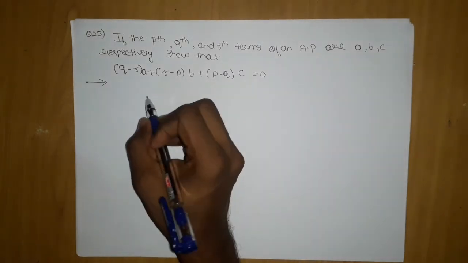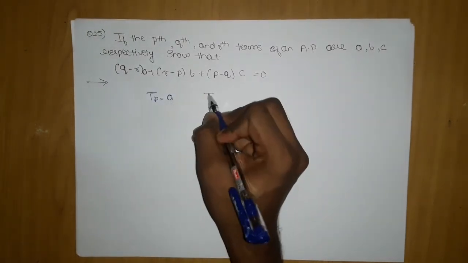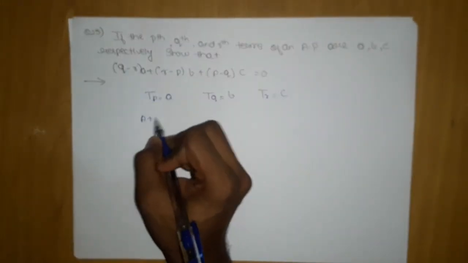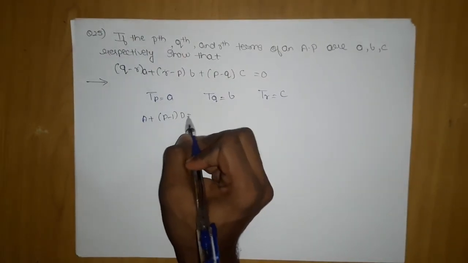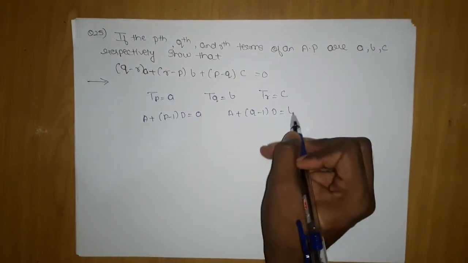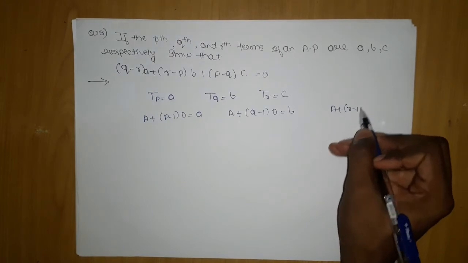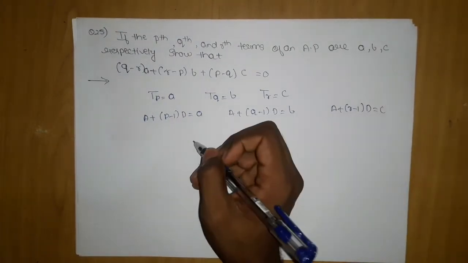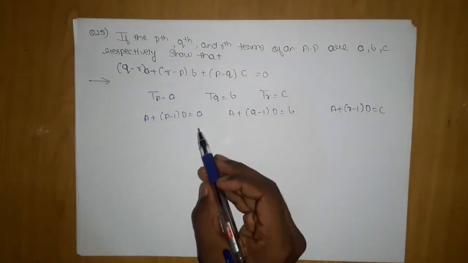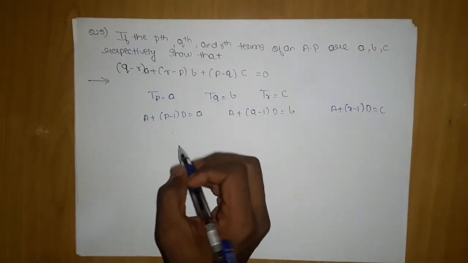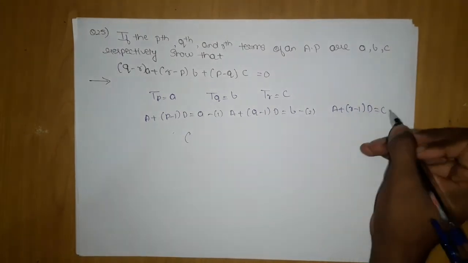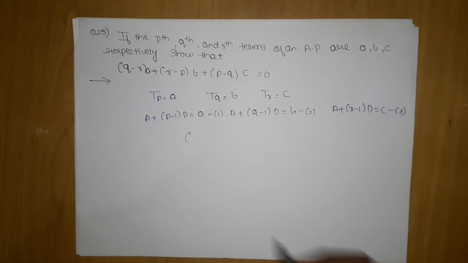So here tp is a, tq is b, tr is c. So a plus (p minus 1) into d equals a, a plus (q minus 1) into d equals b, and a plus (r minus 1) into d equals c. They have given this. Now we want q minus r, r minus p and p minus q. It is very obvious how we should move. Let's call these equations 1, 2, 3. So for q minus p we will do 2 minus 3.